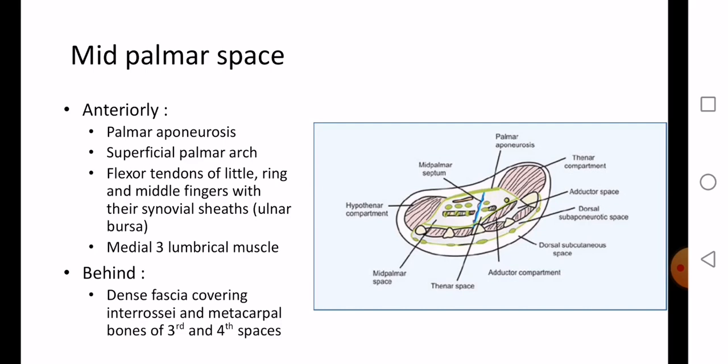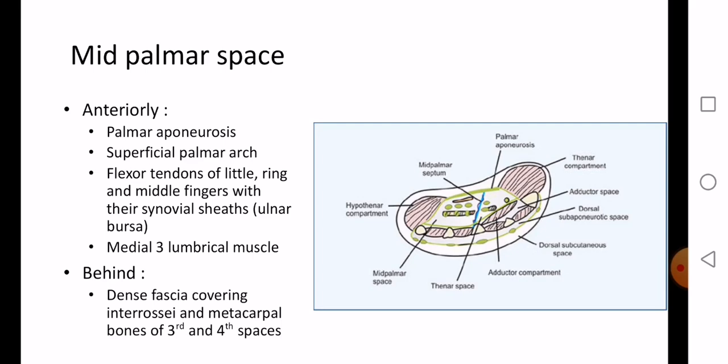Anteriorly, keep your hand in the anatomical position. Now you think and tell, or in your mind enumerate the structures that form the anterior boundary. They are the palmar aponeurosis, the superficial palmar arch, then the flexor tendons of the little, ring and middle fingers with their synovial sheaths, which is called the ulnar bursa, which I will talk about a little later, and the medial 3 lumbrical muscles.